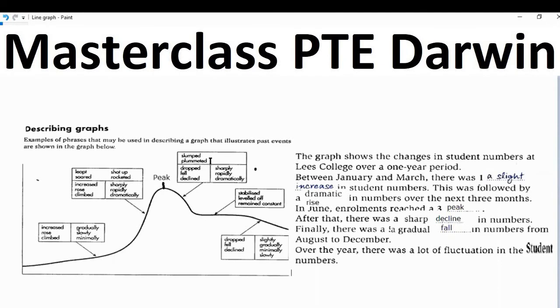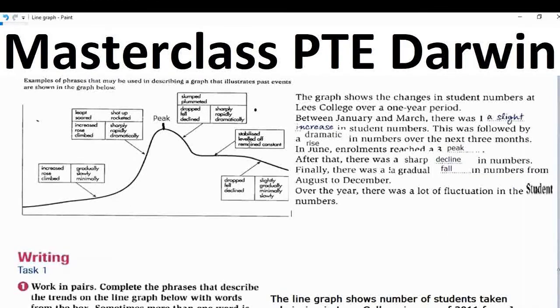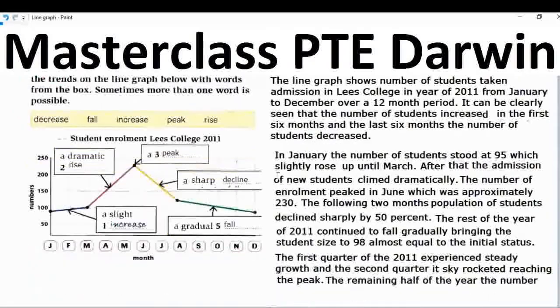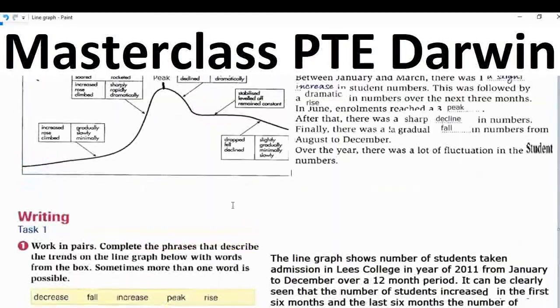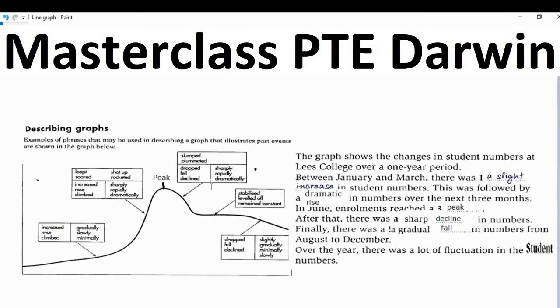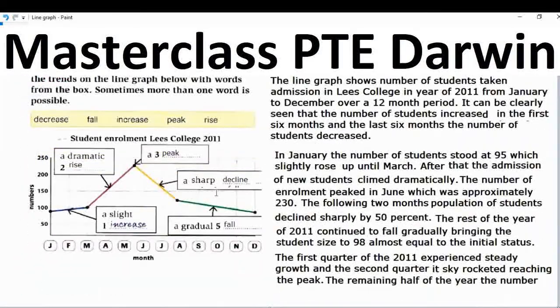Or slammed? Leveled off. No, leveled off is like stabilizing. Here we don't have any stabilized form. It did not really stabilize. So we can use something like dropped. The remaining half of the year, the number of students continued to drop.